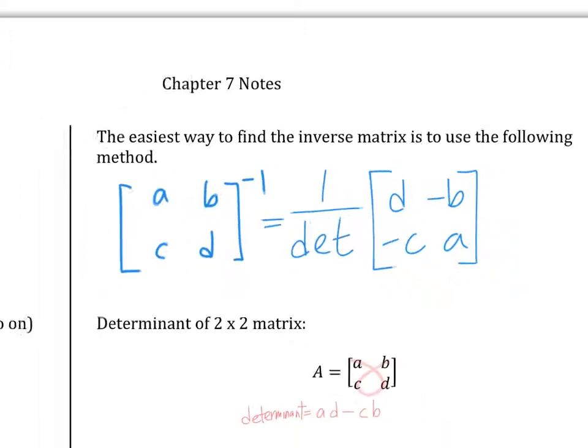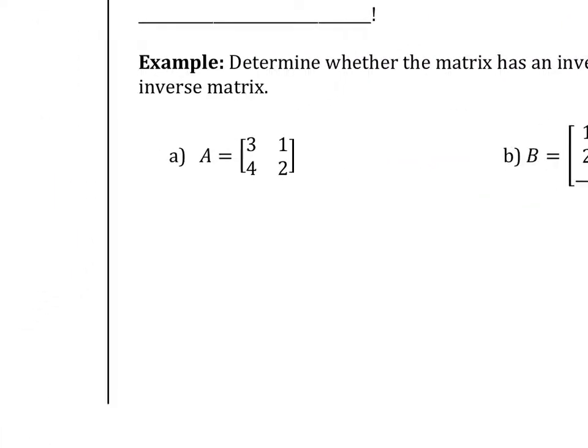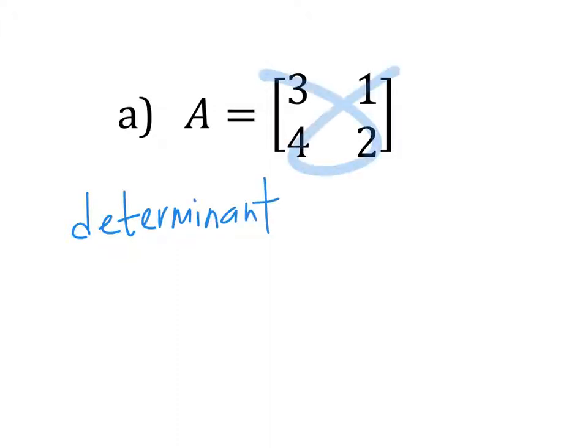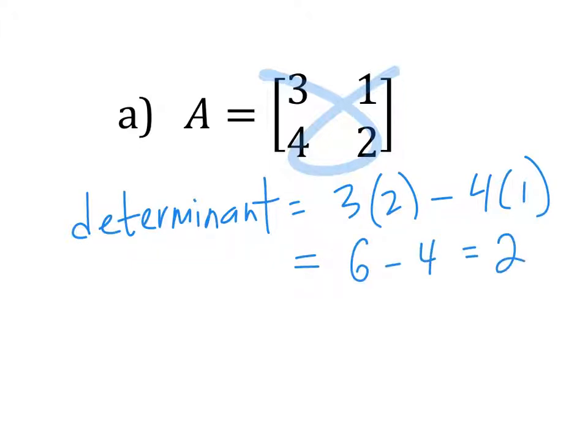Okay, let's practice. Let's go all the way down to the bottom: 3, 1, 4, 2. First, let's find the determinant. Use the ribbon. What are the two numbers we multiply together, and then minus what two numbers multiplied together? 3 times 2 minus 4 times 1. 6 minus 4, which is 2. So the determinant is 2.